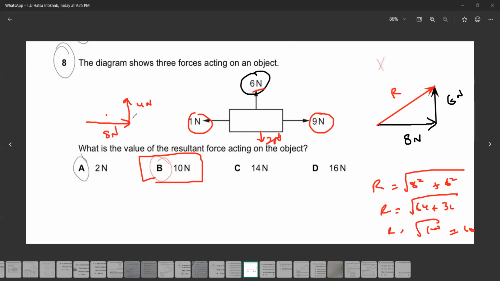Again, the two forces become perpendicular. So how do we get the resultant? We'll use the Pythagoras theorem. Like the square root of perpendicular squared plus base squared, we get the resultant. Is it clear, this one?